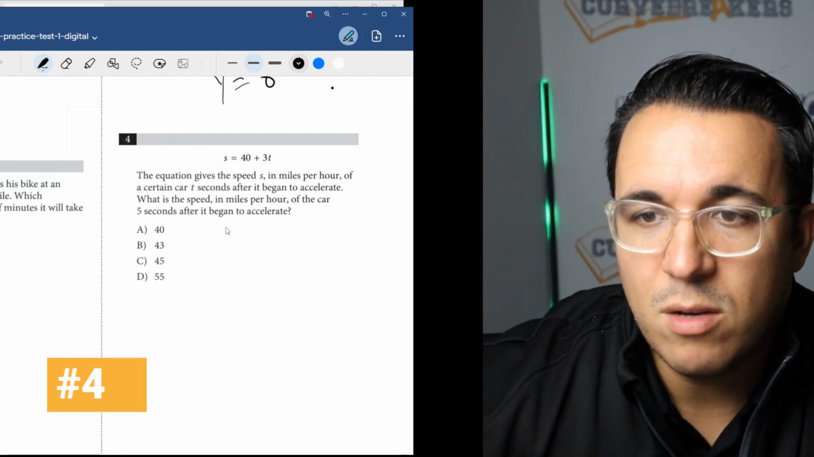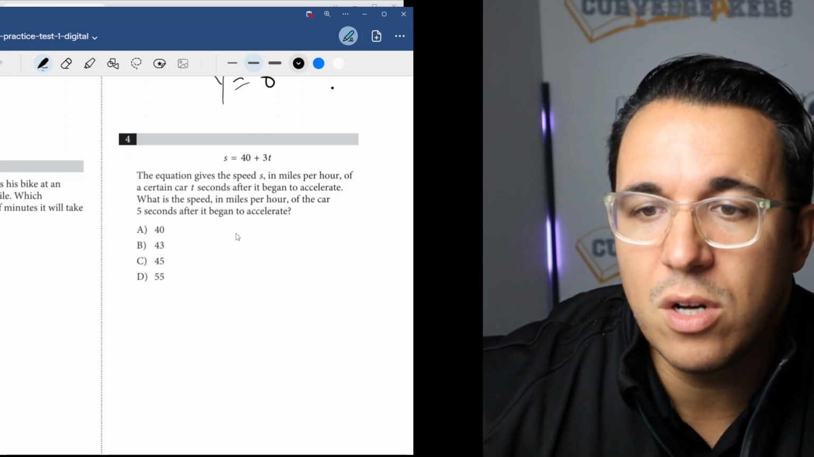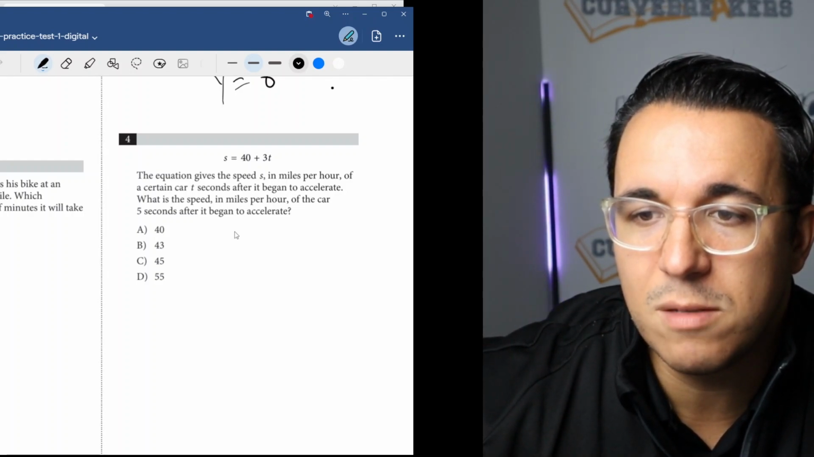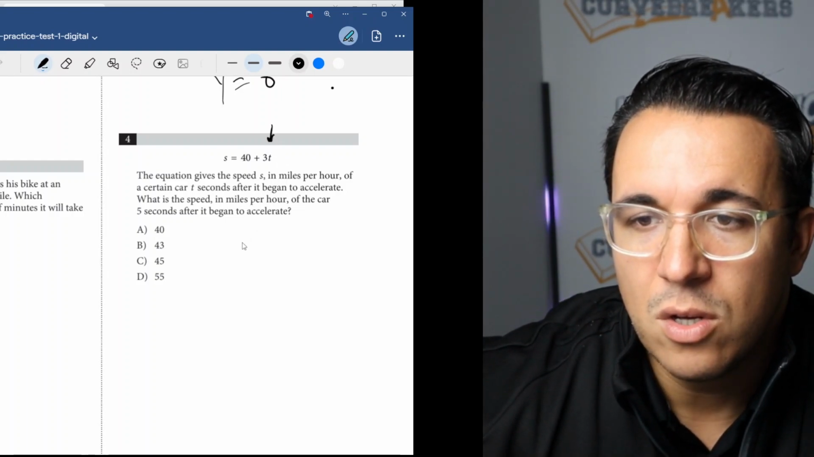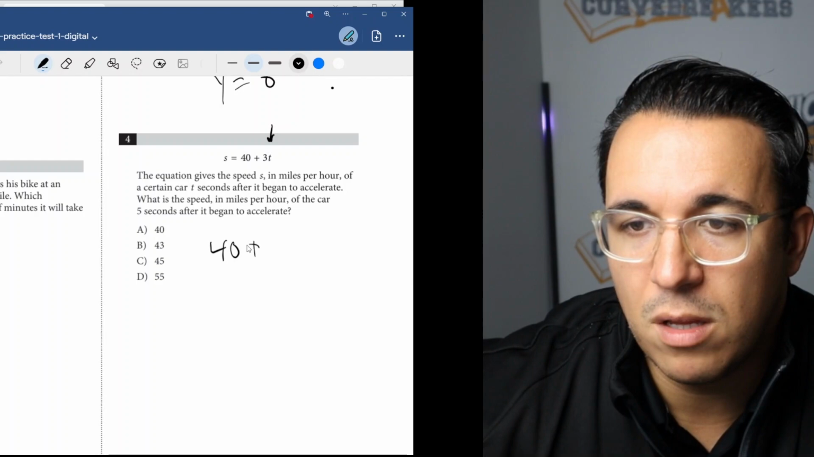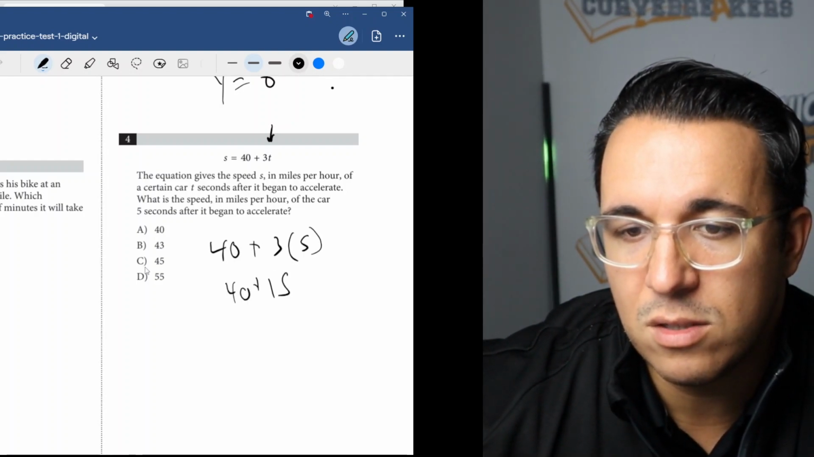Number 4, s equals 40 plus 3t. The equation gives a speed, s, in miles per hour of a certain car t seconds after it began to accelerate. What is the speed in miles per hour of the car 5 seconds? So t is seconds. So we're going to put in 5 there. So 40 plus 3 times 5. That's going to be 40 plus 15. So I'm going to go with choice D.